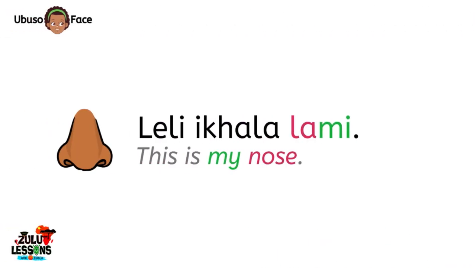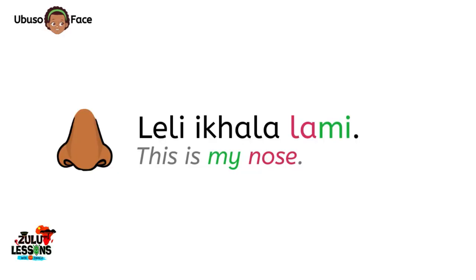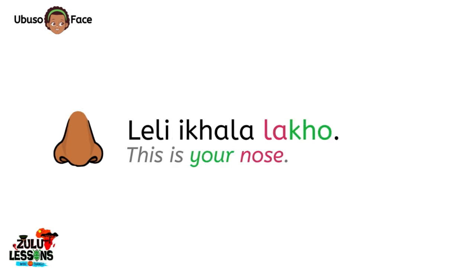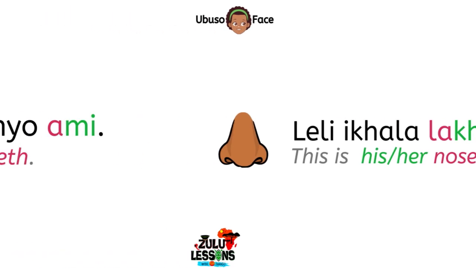Leli ikhala lami. Do you see that? Ikhala. What class have we worked on already that looks like this? We were looking at the I, ihlo. So that's class 3. There we are. Leli ikhala lami. Ikhala is the nose, so this is my nose. Leli ikhala lakho. This is your nose. Leli ikhala lakhe. This is his or her nose.